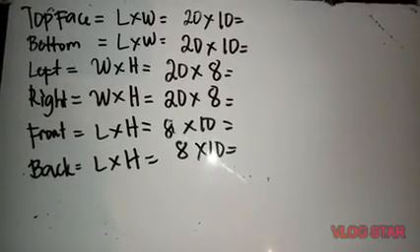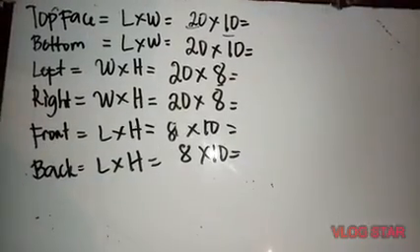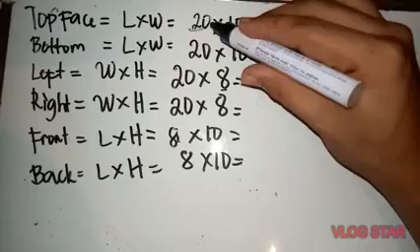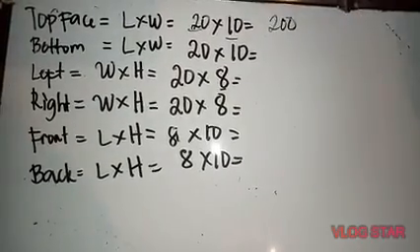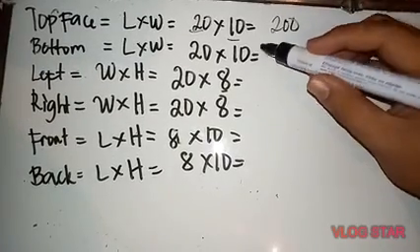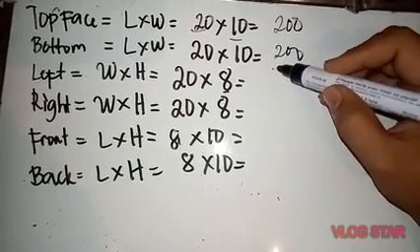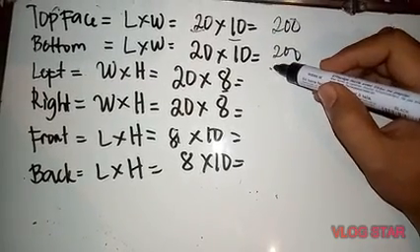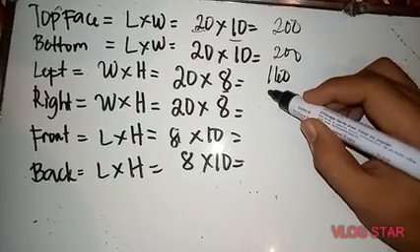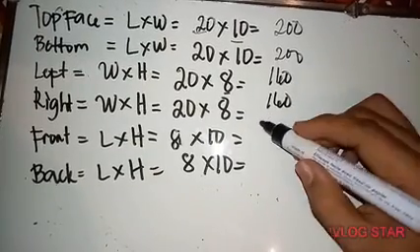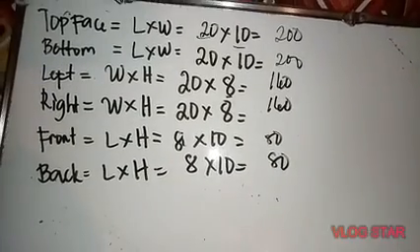Since the length is 20, width is 10, with a height of 8. So for the top face, 20 times 10 is 200. Bottom face, 20 times 10 is 200. Left face is 20 times 8, which is 160. The same with the right face. Front face is 8 times 10, 80. The same with the back face.